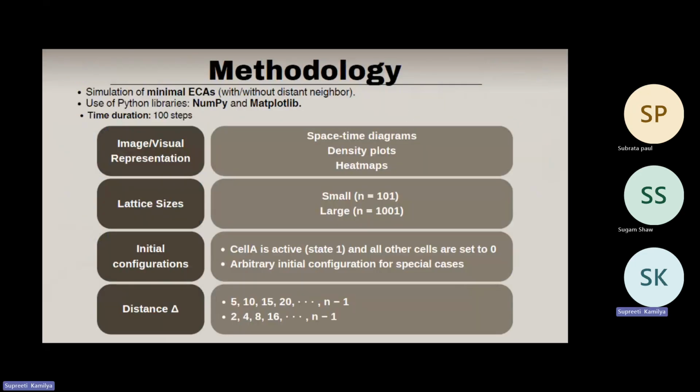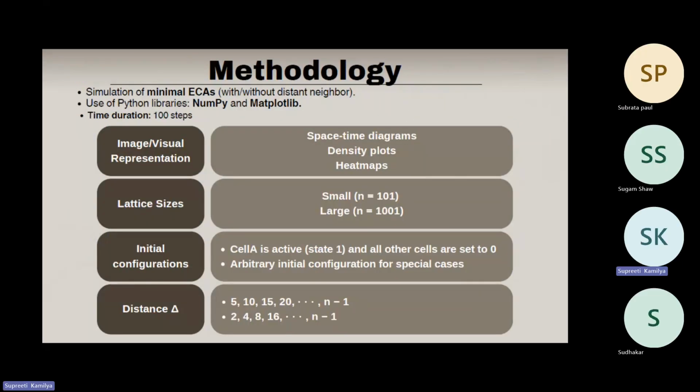The methodology is as follows. We wrote the code for the space-time diagram that would be generated before the distant neighbors were introduced in the cellular automata and after the distant neighbor was introduced. So there were space-time diagrams, density plots, and heat maps. What we mean by density plots is that they would provide a range of the active cells present in the graph after the distant neighbor has been introduced. So that provided the distribution of active cell density within the changed space-time diagram.